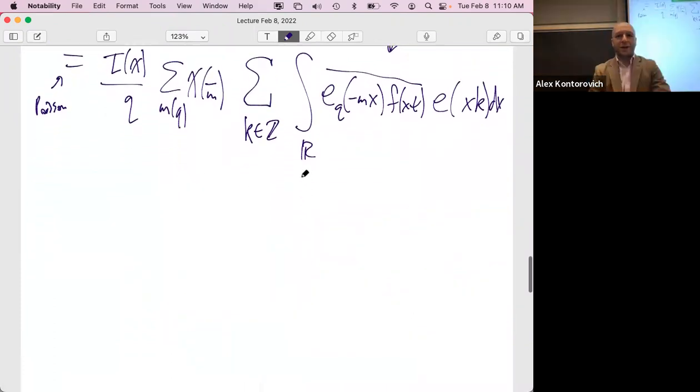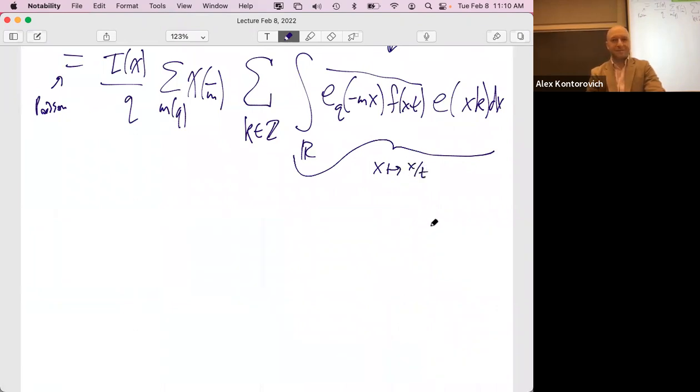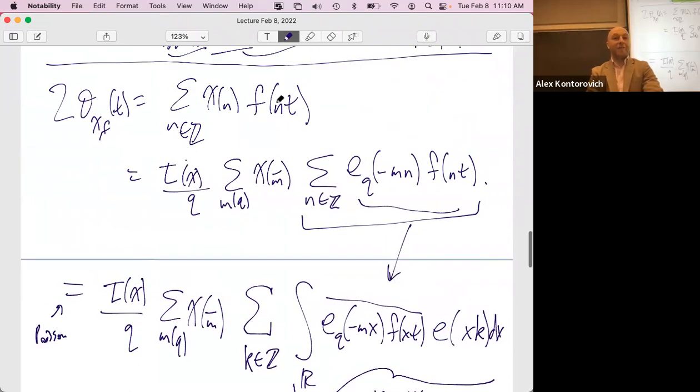Okay. So what is this? We're going to make a bunch of change of variables. So first we can change variables: x goes to x over t. Wait, where's the t? We're dilating f only by t. Oh, it's the argument of the theta function. Exactly. So we snuck that t into the theta function.